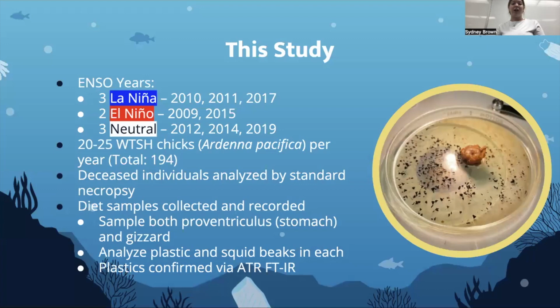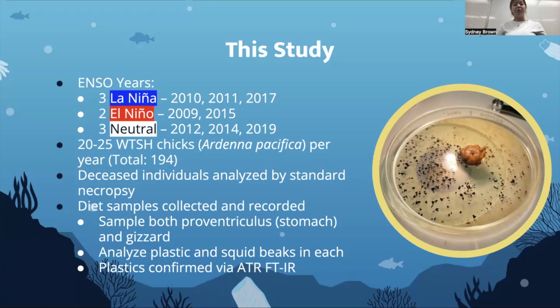Now, I looked at a total of 8 years, where I had 3 La Niña years, 2 El Niño, and 3 neutral. I had a total of 20 to 25 shearwater chicks per year, with a total of 194. These individuals were analyzed by standard necropsy, and I collected their diet samples, looking at both plastic and squid beaks, as well as both stomach chambers.